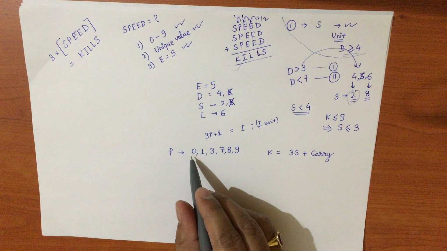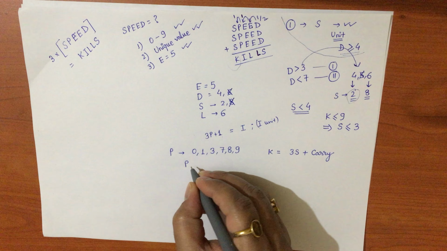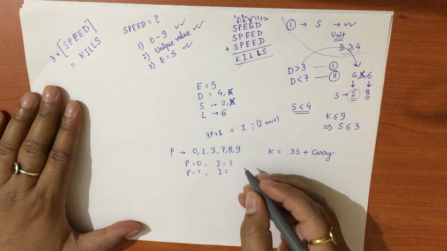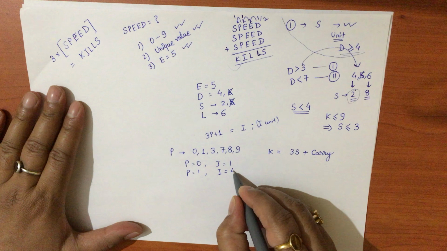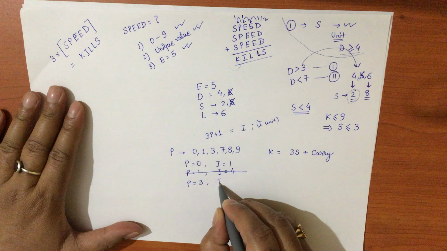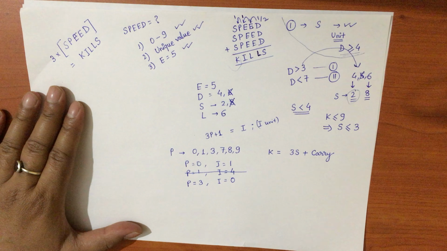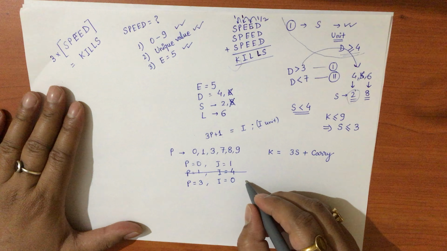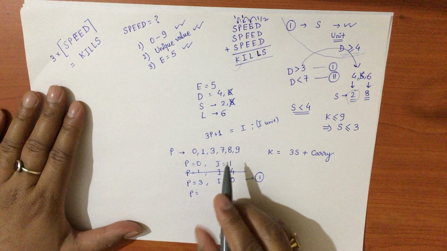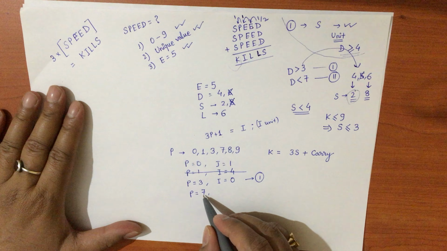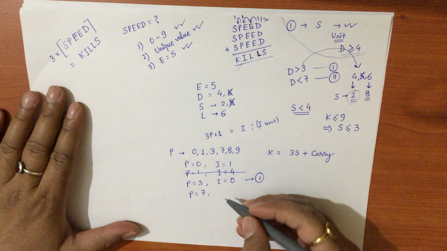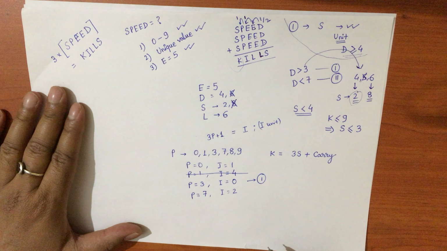So if P is equal to 0, then I is equal to 1. If P is equal to 1, I is equal to 4, but 4 is already taken by K, so this is nullified. If P is equal to 3, I is equal to 0, which will give a carry forward of 1. If P is equal to 4, I cannot take P as 4. I can take P as 7. So if P is 7, then I will be 2. But I cannot be 2, so this is disqualified.